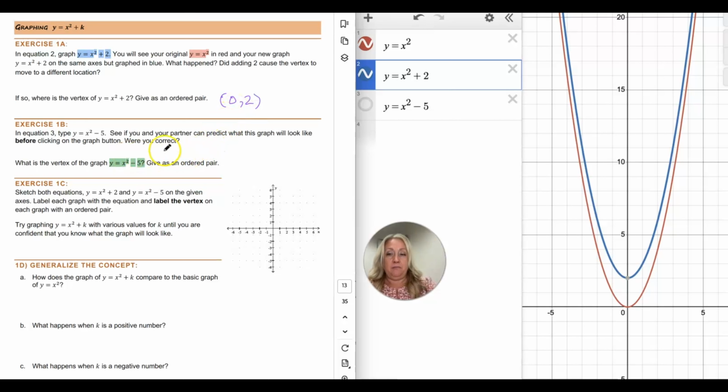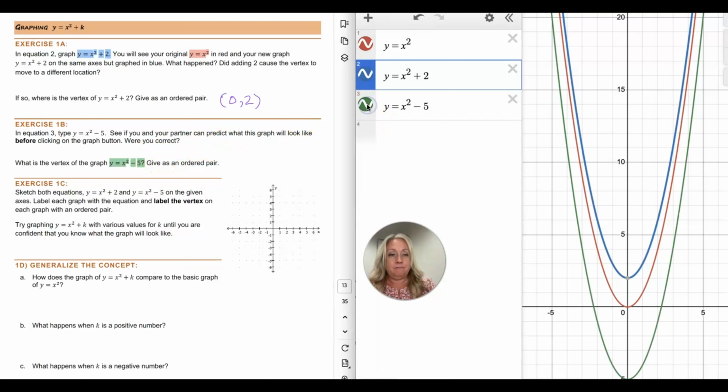All right, now let's go ahead and graph our next one and see what happens with it. Okay, so on this one, it now shifted as well, and this time it shifted down 5 places. I can see that it shifted down 5 places from where it was. So that means that our new vertex is at the point 0, -5.